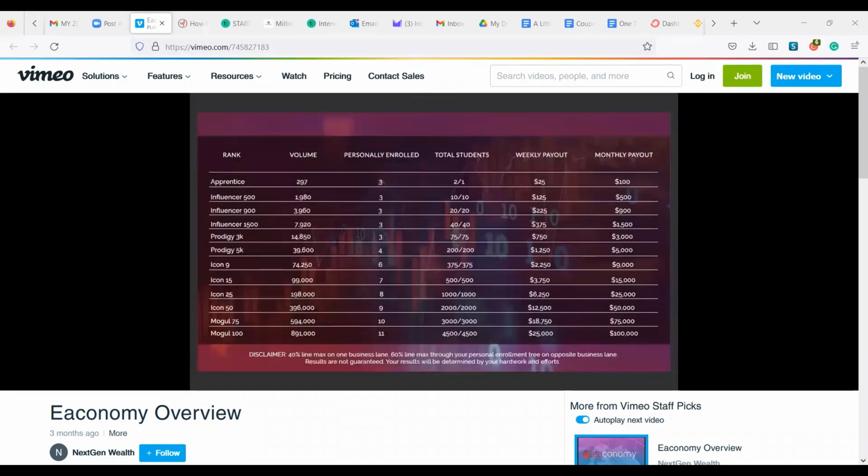So let's look at the rest of the compensation plan. You've got Influencer 1,500, which is 40 people each side, and you're making $1.5K a month. If you want to make $3,000 a month, you need 75 people each side. For you to make $5K a month, you need 200 people each side. To make Icon 9 income, which is $9,000 a month, you need 375 customers on the left and on the right.